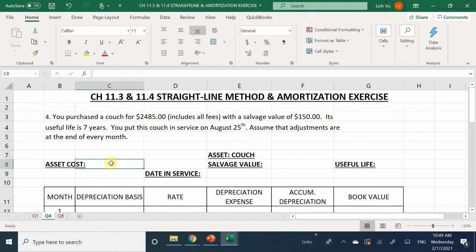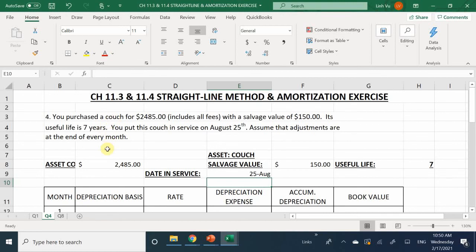How much did the couch cost me? $24.85. Okay. And what salvage value? $150. And what useful life? 7. Good. And what is the date that we placed this in service? August 25th. So what can we assume here? When do we start depreciating? September. Okay. Now, let's read this carefully.